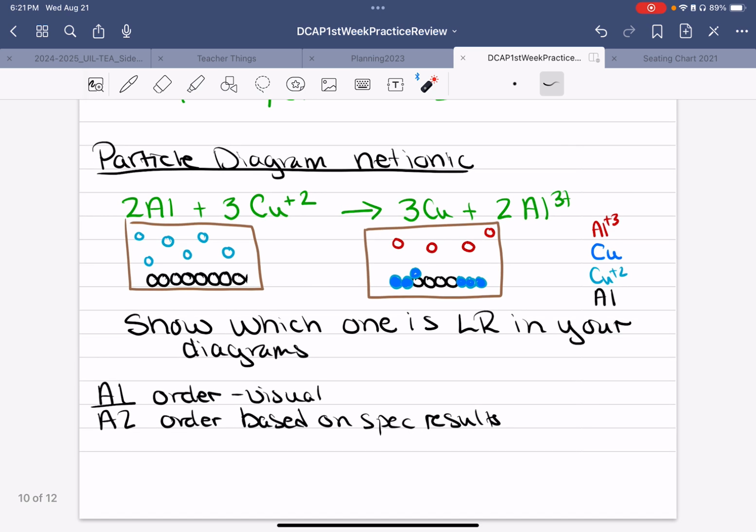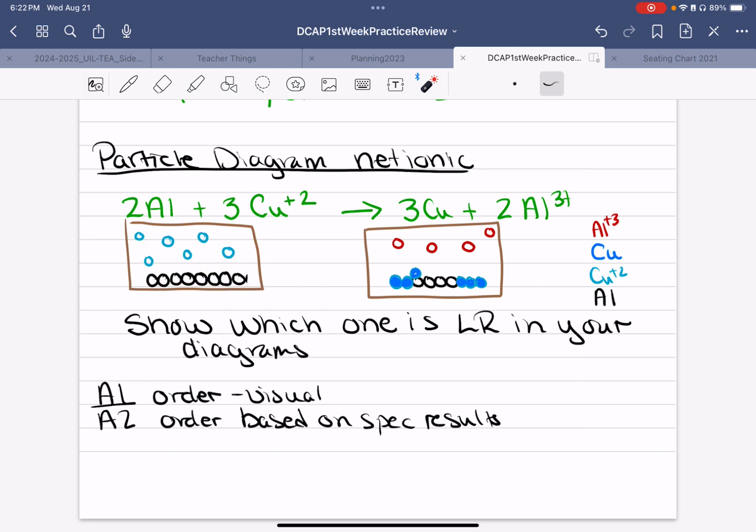A few tips on that: since I have a solid, I make sure that I draw my solid like a solid, and then I make sure I draw my aqueous kind of sparse and wherever it wants to go. Okay, that's what I'm trying to represent there.